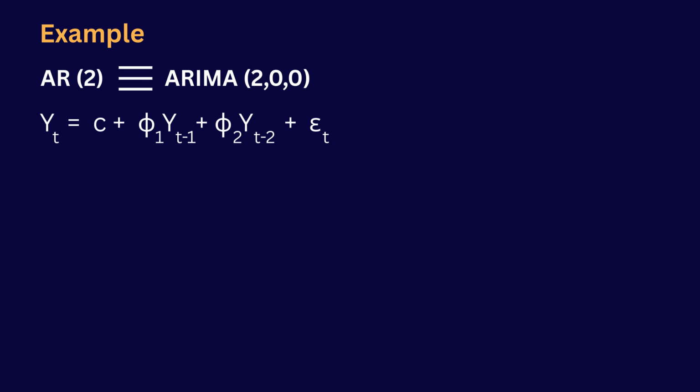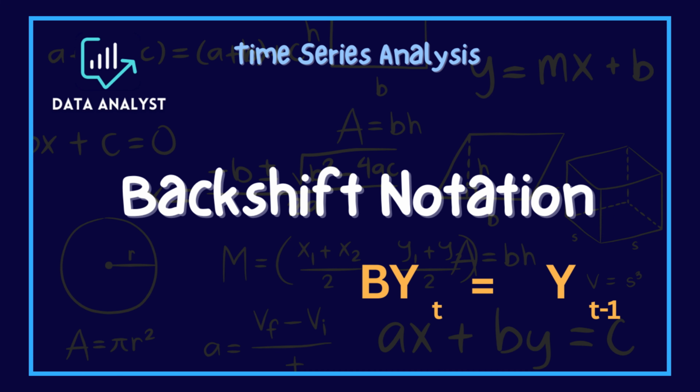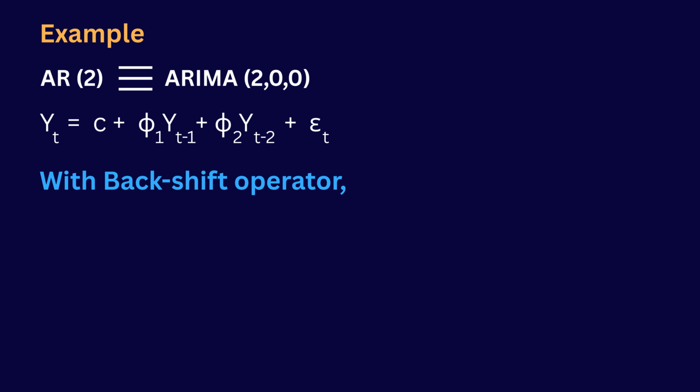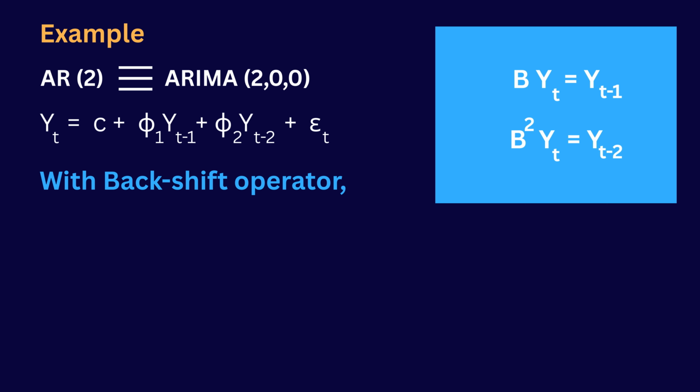Now we are going to write the same thing with the backshift operator. If you don't know what the backshift operator is, or the basics of it, please go and watch this video. But for now, I will remind a few things. B y_t means y_(t-1) and B squared y_t equals y_(t-2). So with the backshift operator, we can write the same formula using B like this.